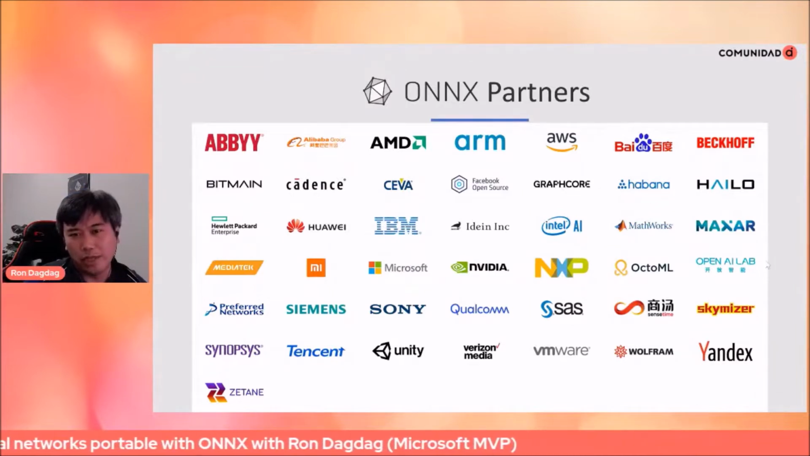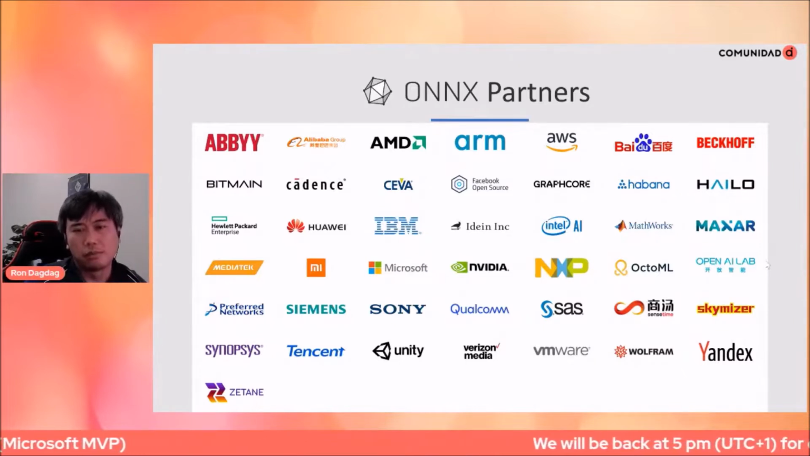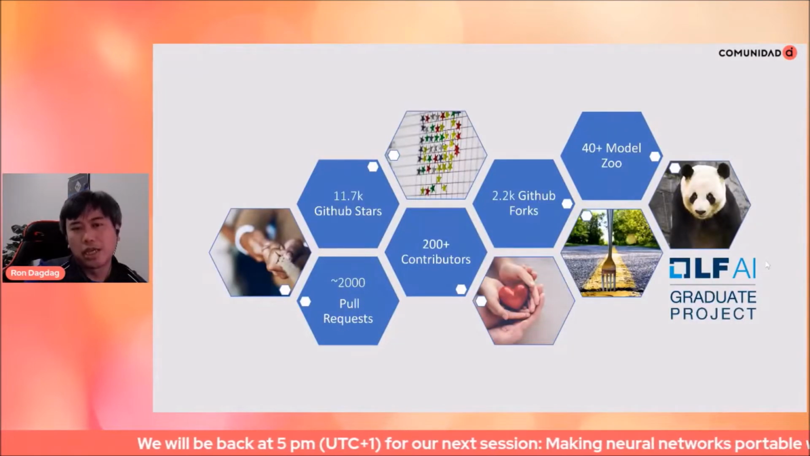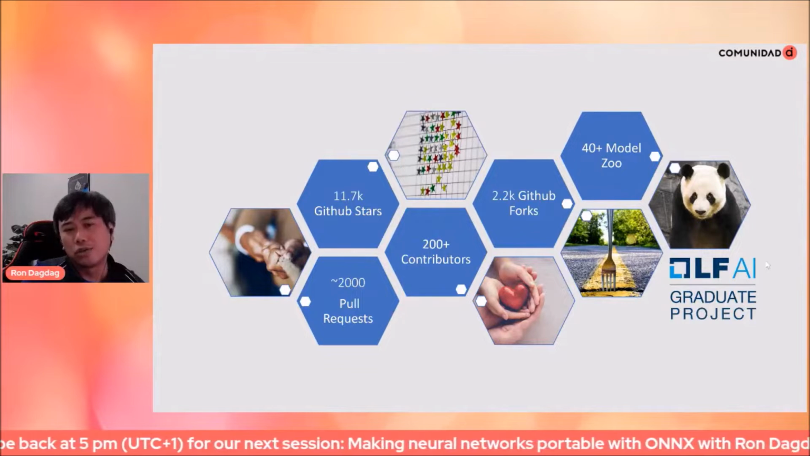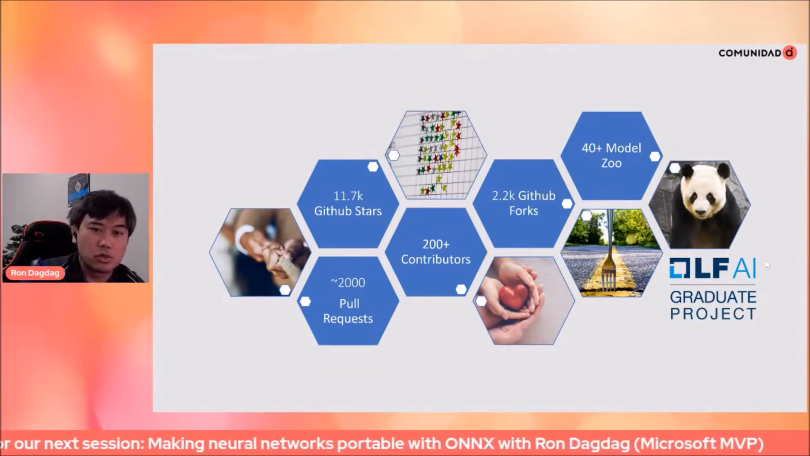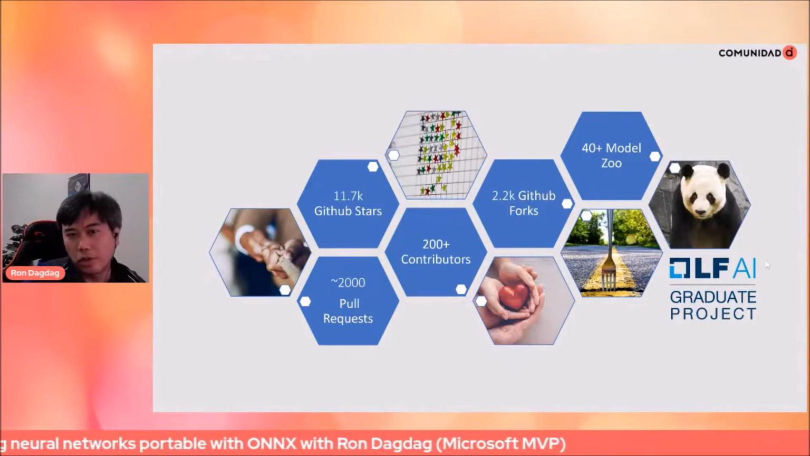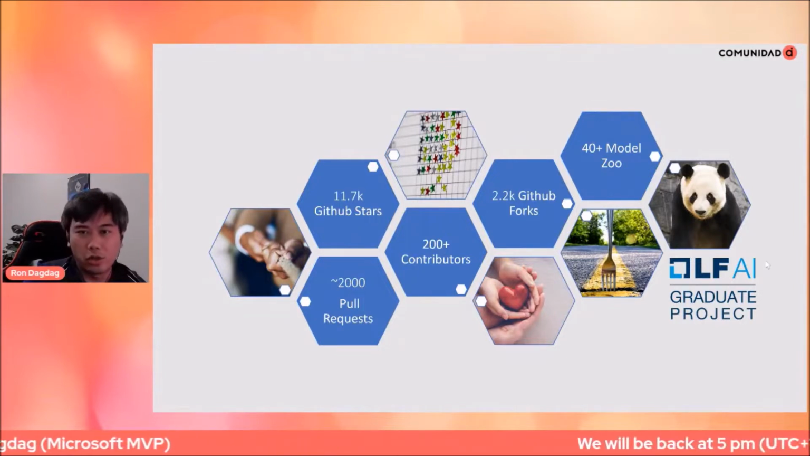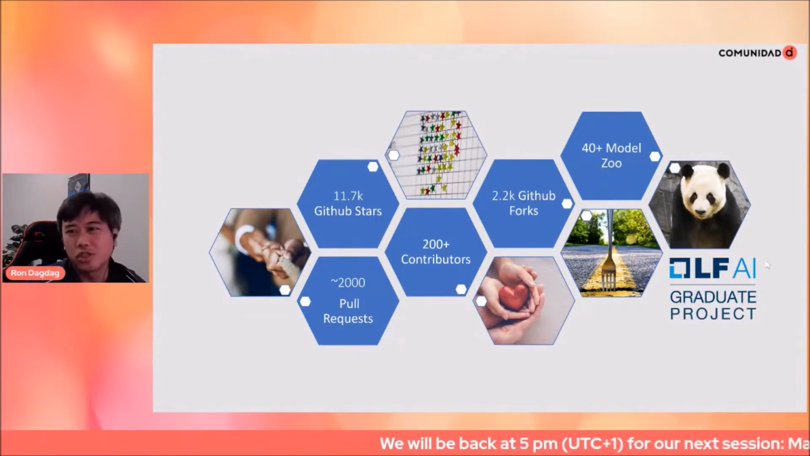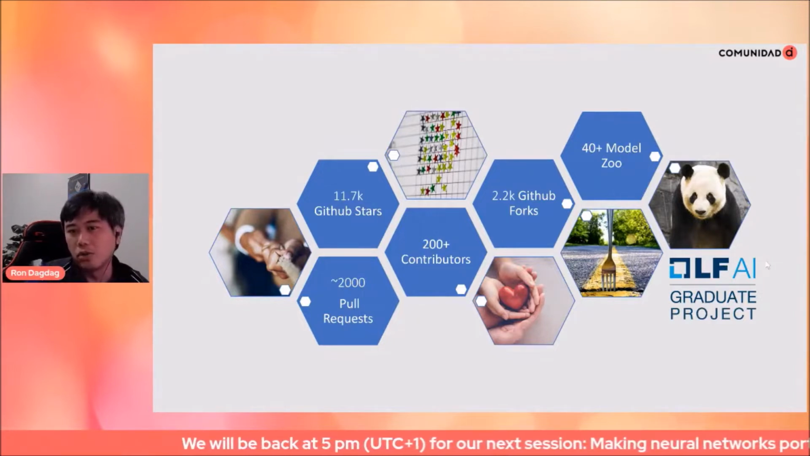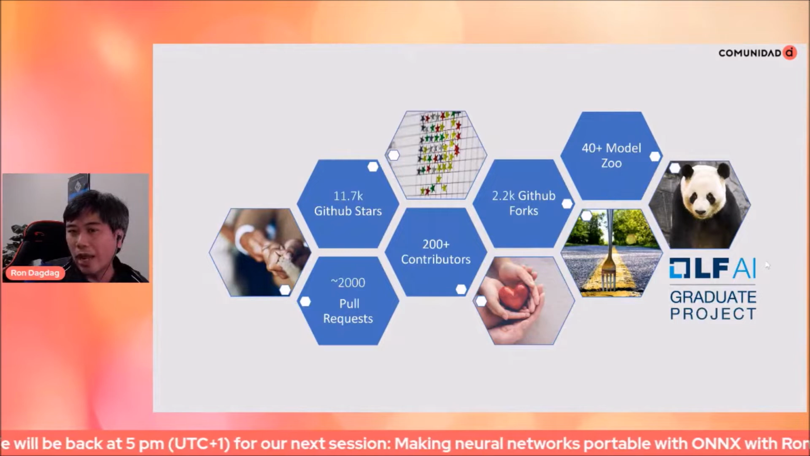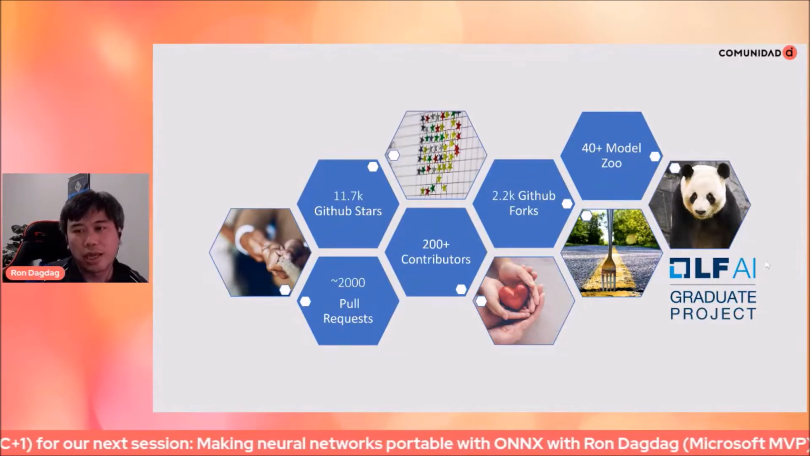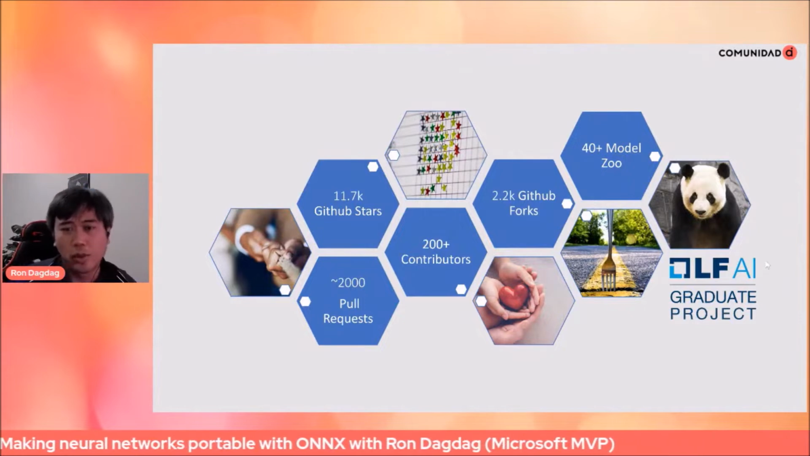So every time I write this presentation, I update this link because there's more and more partners coming in. Like I said, it's on GitHub, about 11,000 GitHub stars, 2,000 pull requests, 200 plus contributors, about 2,000 GitHub forks, and also about 40 plus model zoo. I will talk more about that later on. What is a model zoo? It is a graduate project of Linux Foundation AI. So what that means is it is ready for production.